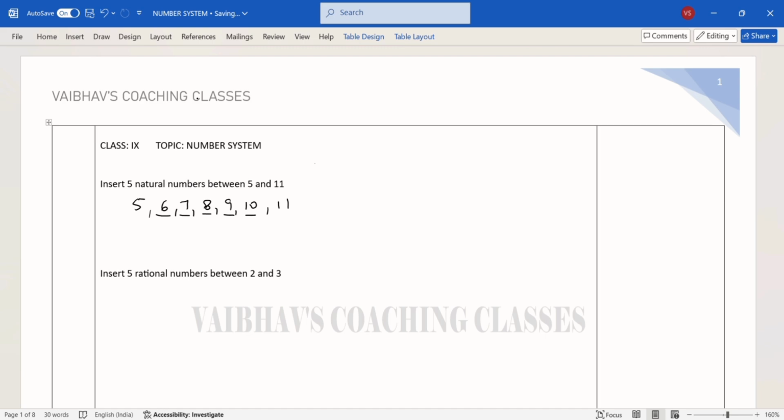So if I ask you, insert 5 rational numbers between 2 and 3. So the question is 2 and 3, and we know that 2 and 3 are consecutive numbers. Here, when the numbers are consecutive, if I consider natural numbers, the very next number after 2 is 3. But what we need is rational numbers. So I would like to let you know that between two consecutive natural numbers, there are infinite number of rational numbers.